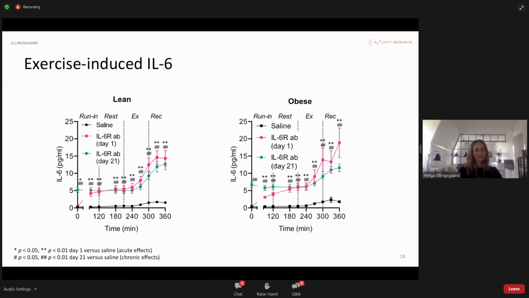On the third study day, shown in green, IL-6 levels were elevated already at baseline. And this is due to the long elimination half-life of the antibody and shows that the antibody is still effective at blocking IL-6 signaling. So much for the setup.